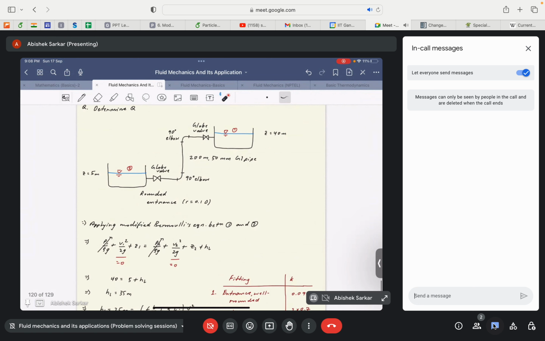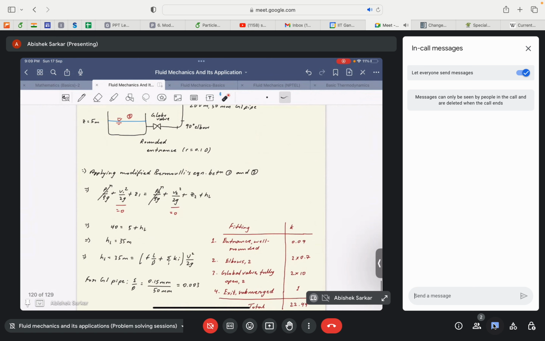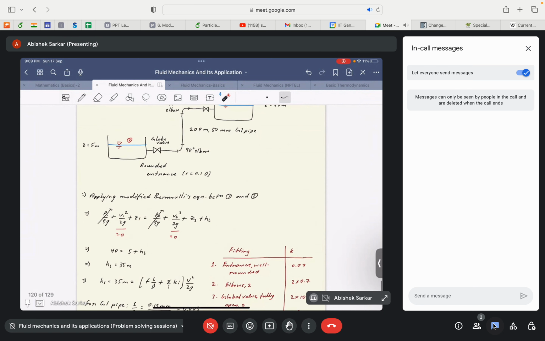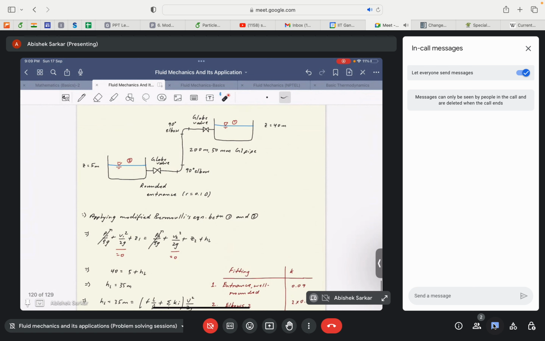This is located at an elevation of 40 meters from a particular datum, and this is located at a height of 5 meters from a particular datum. Okay, as I told, these values, if at all they are needed, will be explicitly given in the question, but you need to know how to apply those values in the particular problem, right? So that's why I'm dealing with this example.